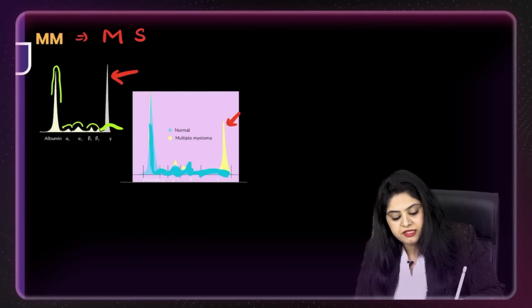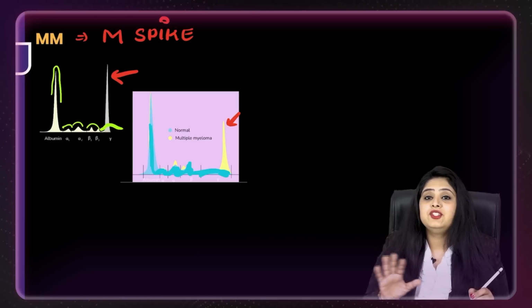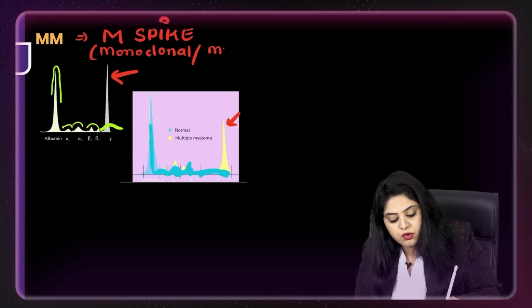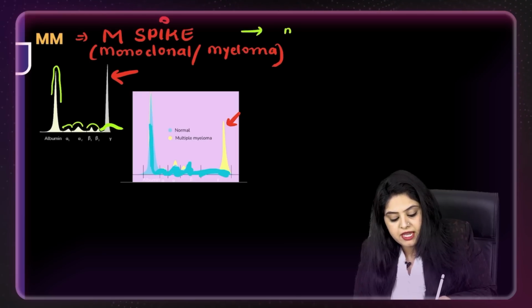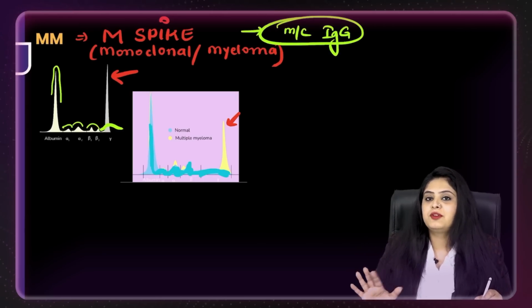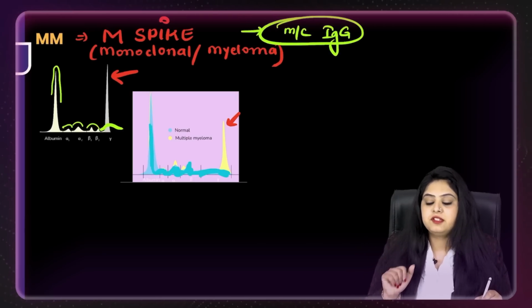Multiple myeloma, V, C and M spike. M, please, M is not IgM antibody. M stands for monoclonal or myeloma spike, because again and again I'm telling you, the most common antibody is not IgM. The most common antibody is going to be IgG. That remains. So M is not for IgM. The antibody will still be IgG.